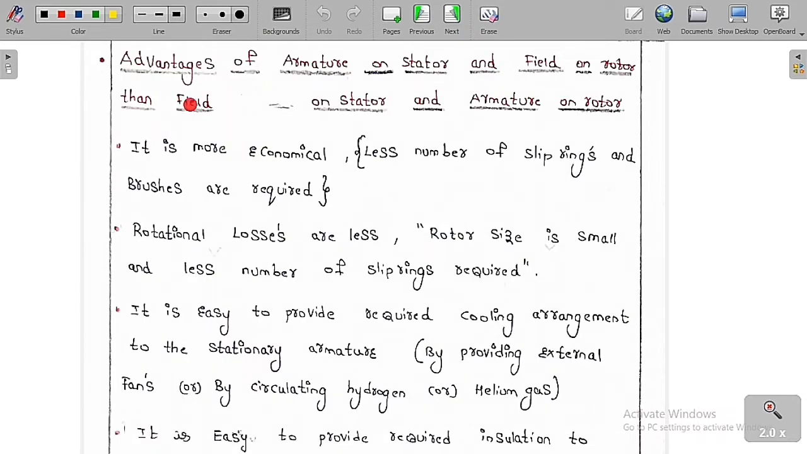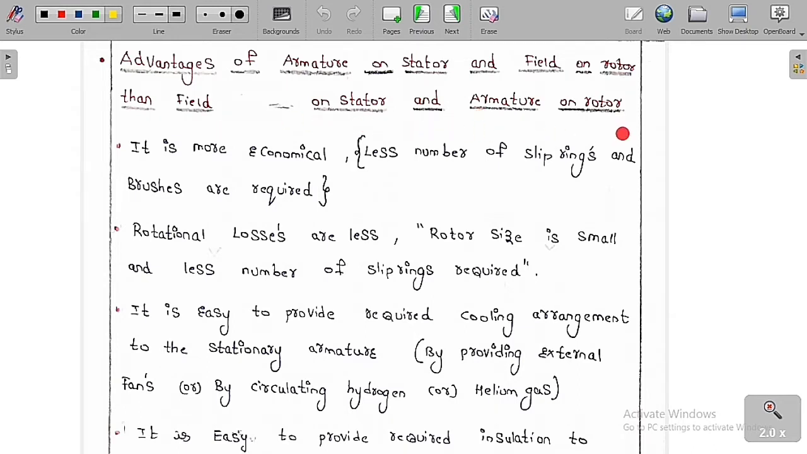So now I will discuss the advantages of the armature on stator and the field winding on rotor over field winding on stator and armature on rotor. See, basically what I'm trying to say is, what are the advantages of keeping the armature on the stator and the field winding on the rotor rather than field winding on the stator and armature on rotor. I already told you, for higher rating machines we are going to keep the armature winding on the stator and the field winding on the rotor, whereas for low rating AC machines or AC generators or alternators, we are going to keep the field winding on stator and the armature winding on rotor.